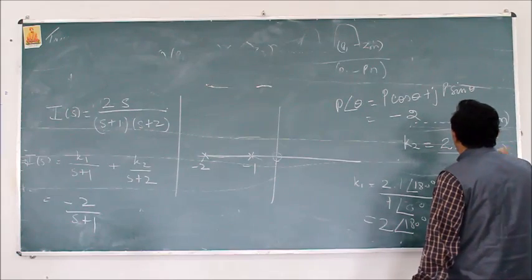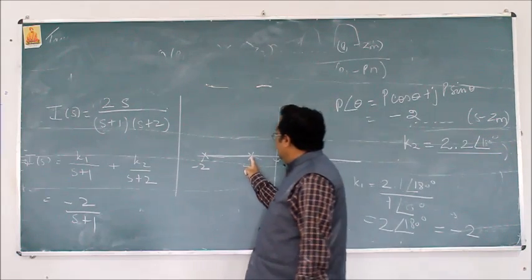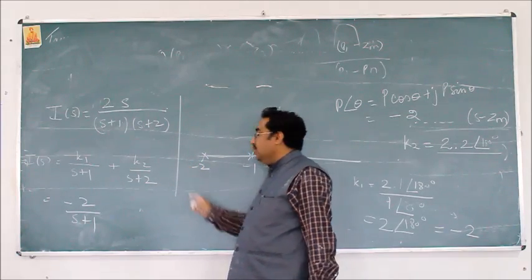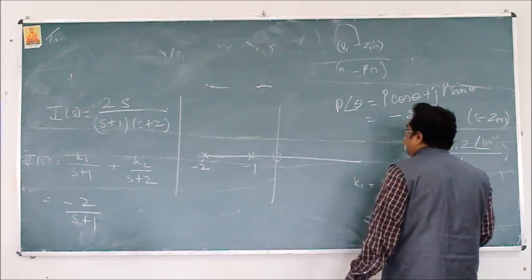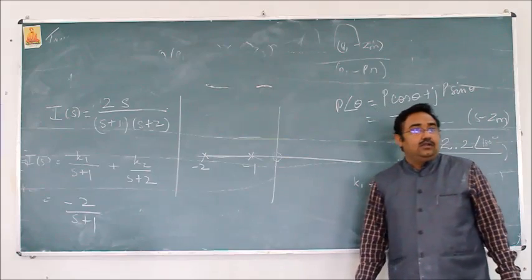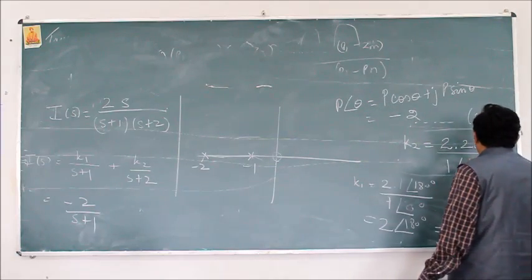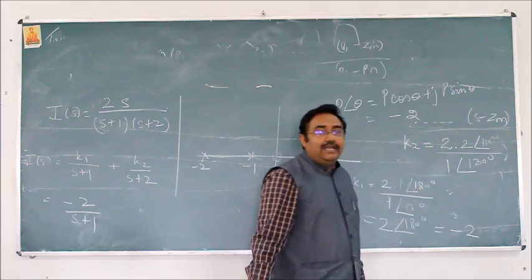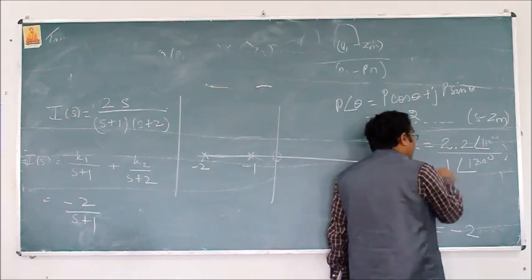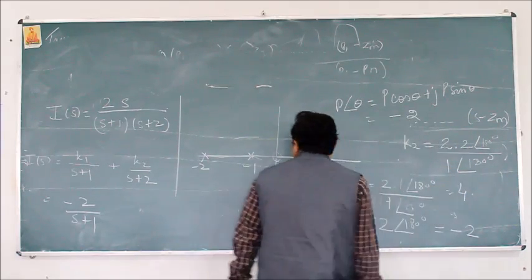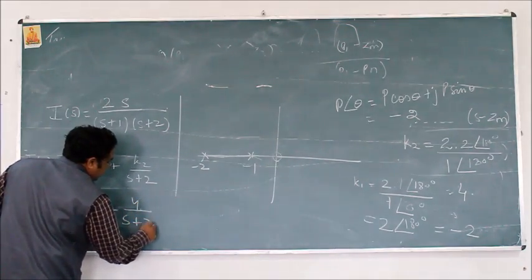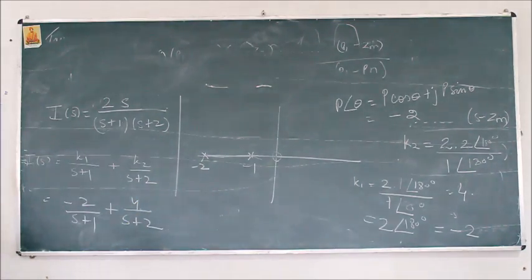No other zero. So divided by now this pole. So draw a phasor from this pole to this pole. How much length? 1, sir. How much angle? 180. Sure? Yes, sir. Okay, fine. Good. So if you solve 180 degree minus 180 degree, it is 0. 2 multiplied by 2 divided by 1, how much? 4. So the residue comes out to be 4 upon s plus 2. Am I correct? Yes, sir.